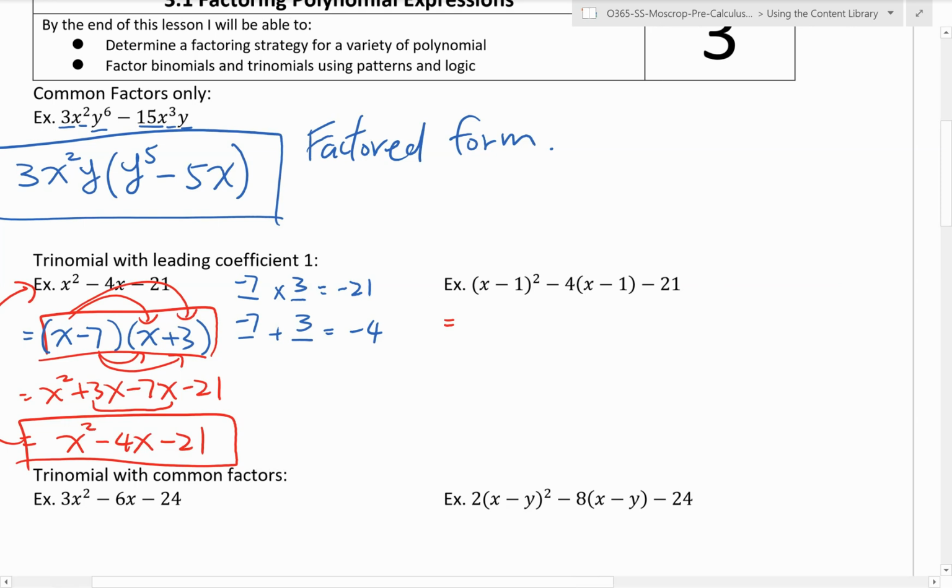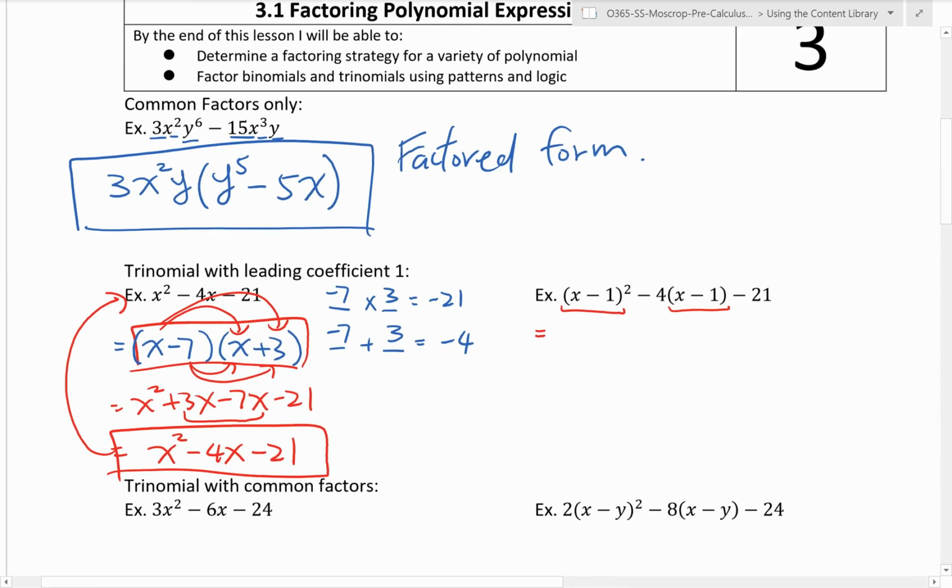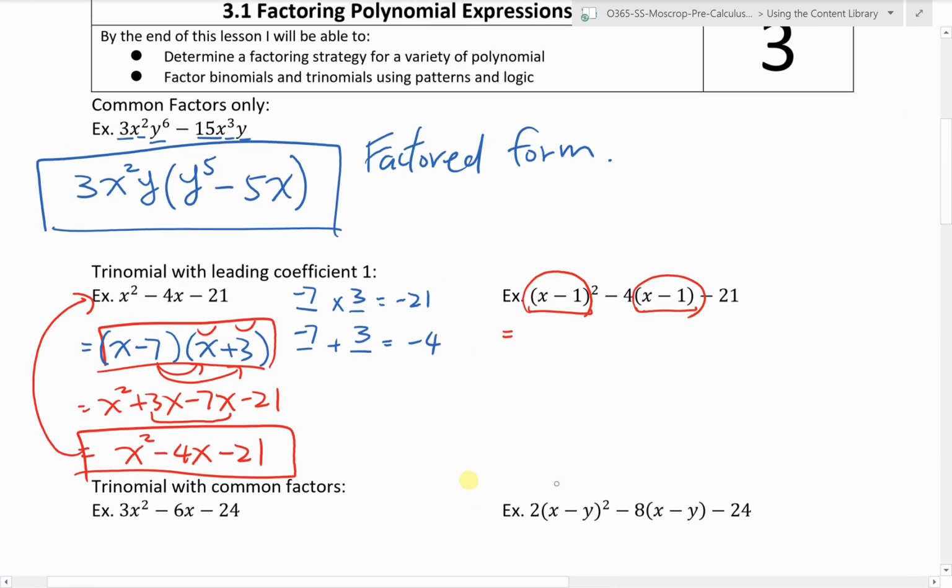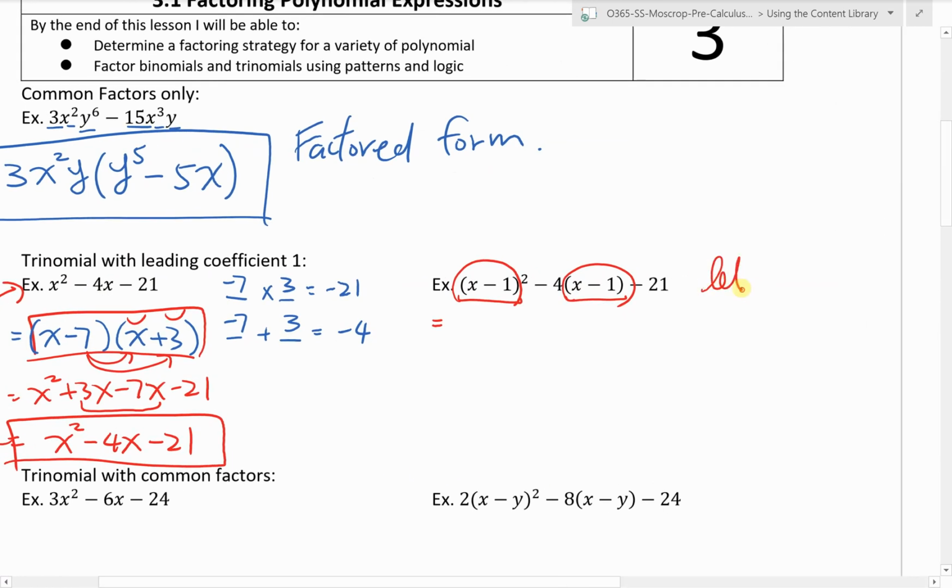What I'm going to do is, you can see this is something squared minus 4 times something minus 21. If you look at this question and the previous one, they're almost the same thing, except instead of x squared, we have x minus 1 squared. Instead of minus 4x, we have minus 4 times x minus 1. The minus 21, the constant, is the same. So what I'm going to do is this. Let's say a equals x minus 1. If I do that, I'm simply replacing x minus 1 with a. So I see x minus 1 here, and instead of that, I'm going to write this as a squared.